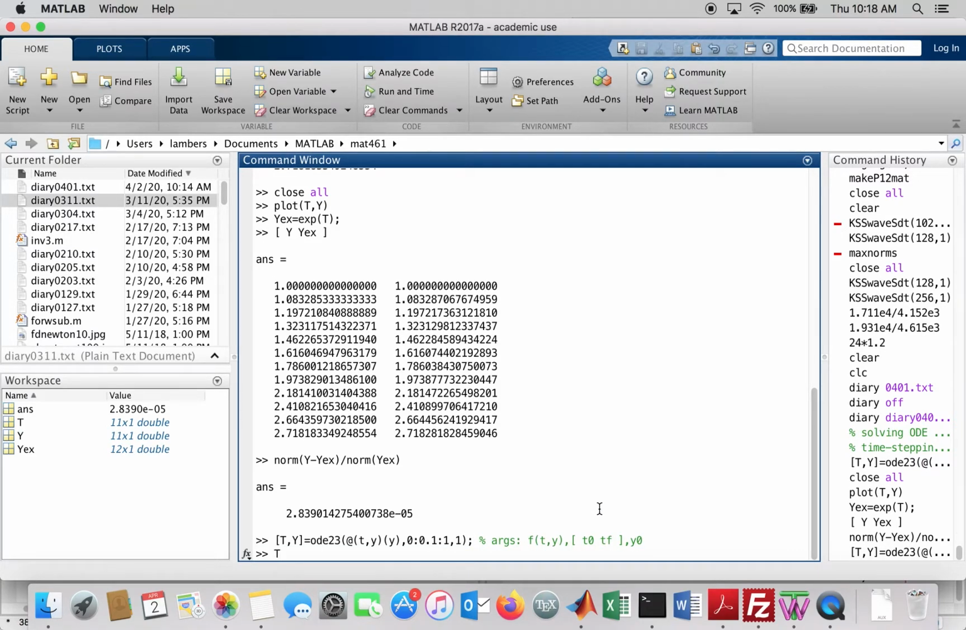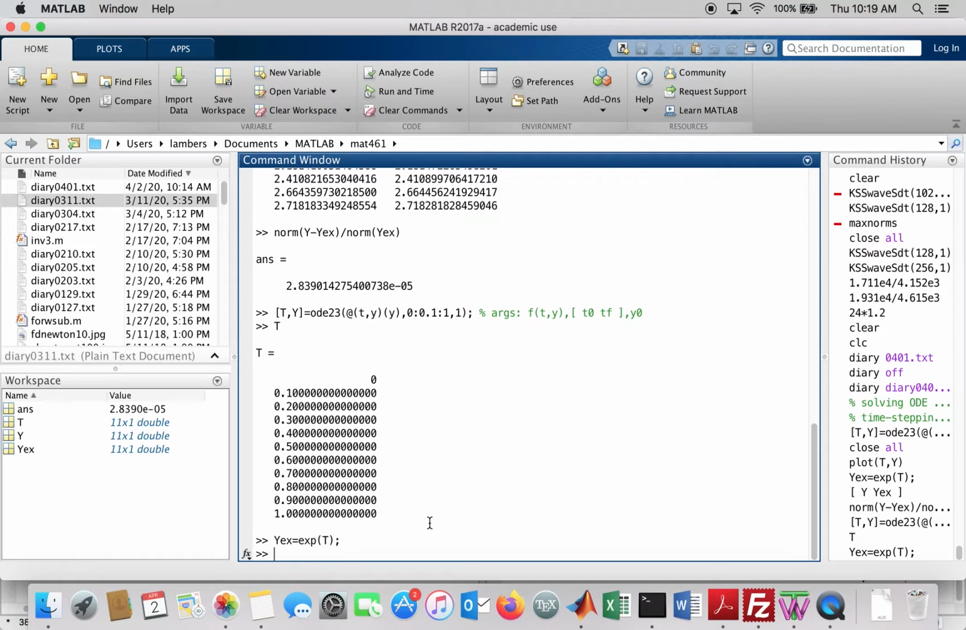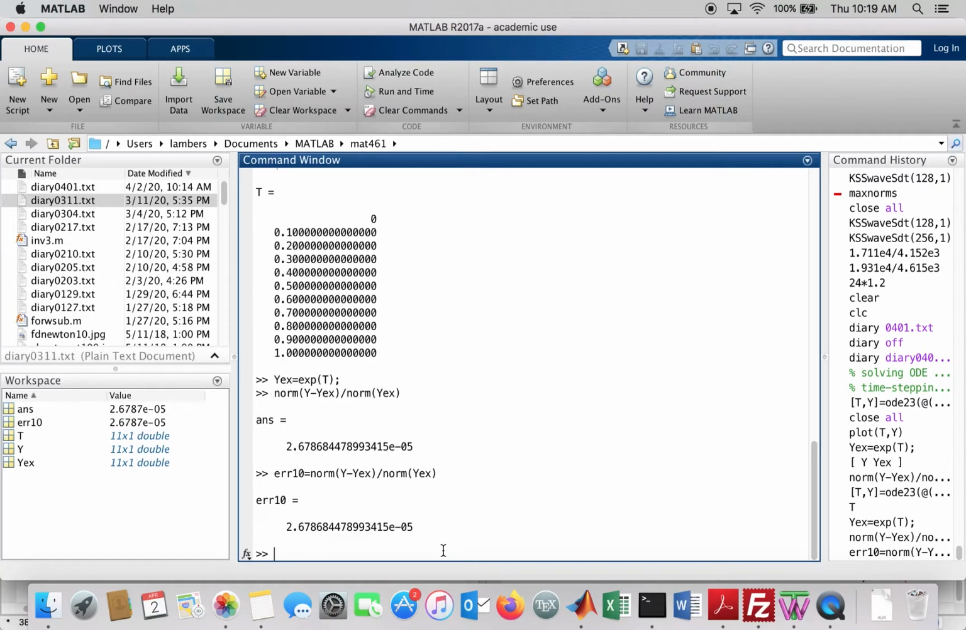So in that case, my t values will be from 0 to 1 with spacing 1/10. So now I will get the exact solution at these t values and look at the error. Okay, so like before, it's about 10 to the minus 5. I'm going to call this error 10, the error with 10 time steps between 0 and 1.